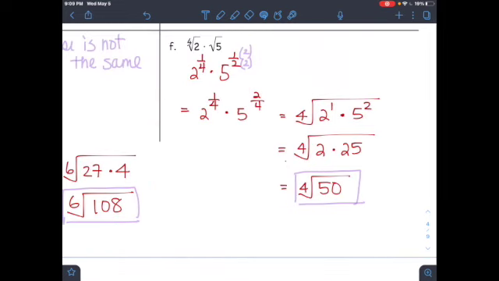Letter F, the answer is 4th root of 50. If you look at the steps, you have the fractions, exponents, finding the common denominator right here. And then take out the 4th root because the denominator is the same. I write down the exponent inside the root. 5 to the second power is 25, and 2 times 25 is 50.